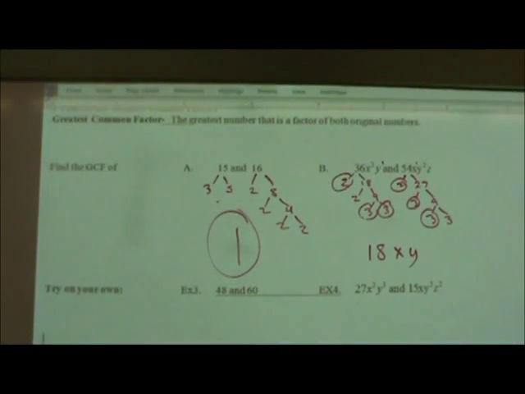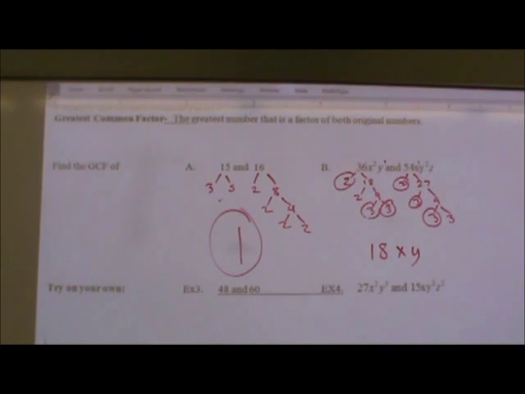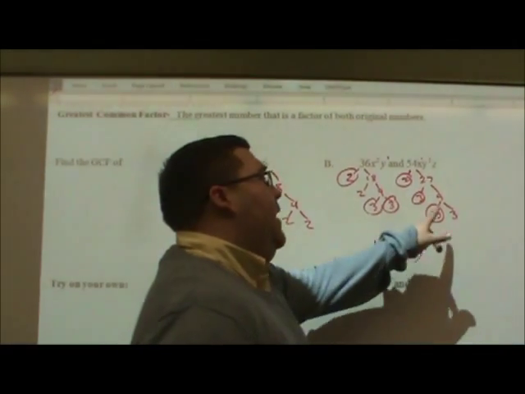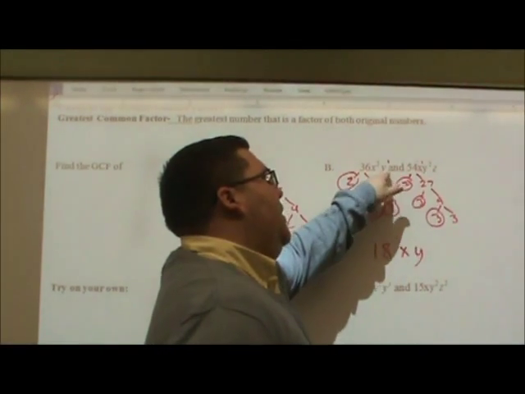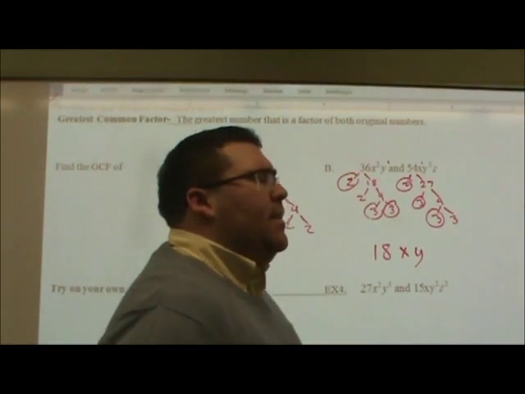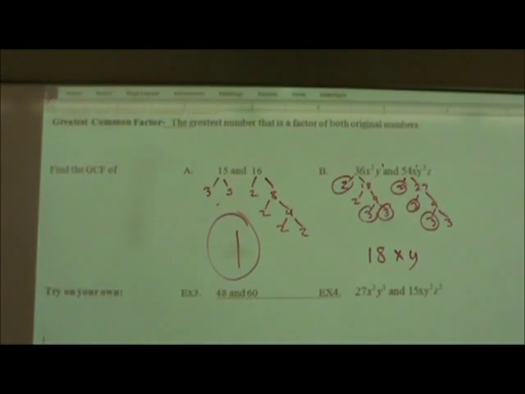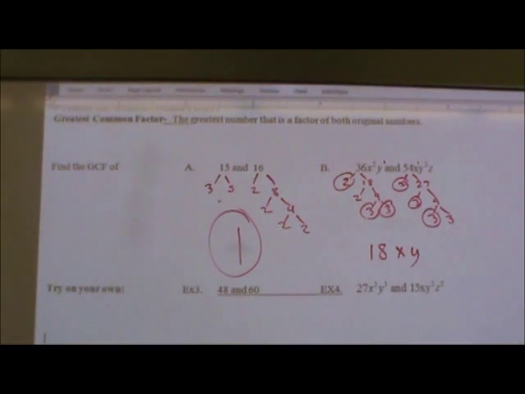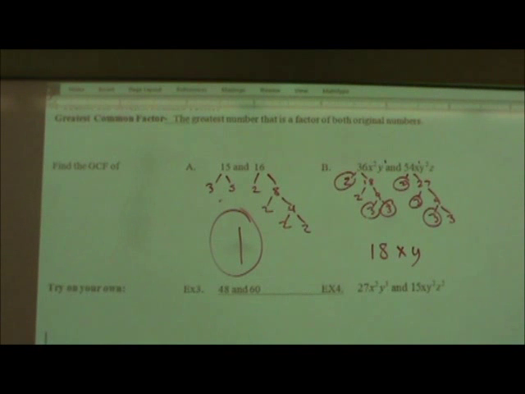They don't have Z in common. Just like when there was no number that we could pair up that hasn't been used, it does not get included in the greatest common factor. And you've successfully done one with variables.